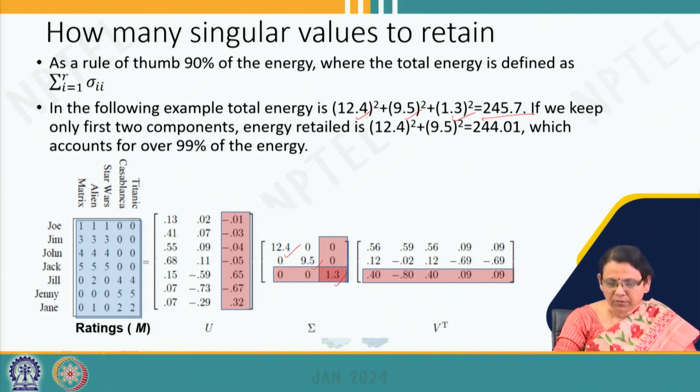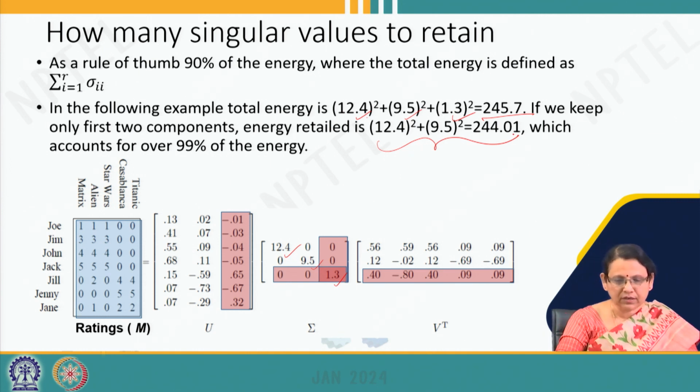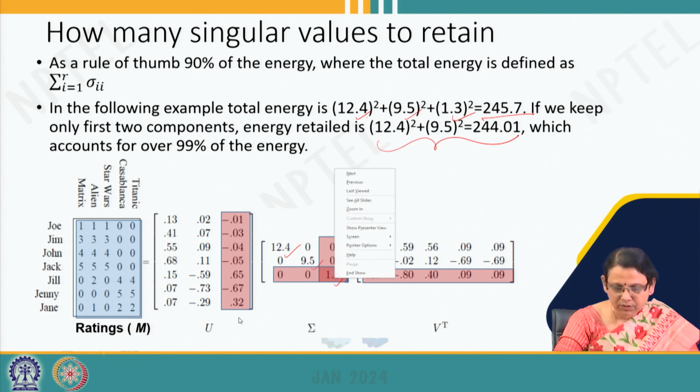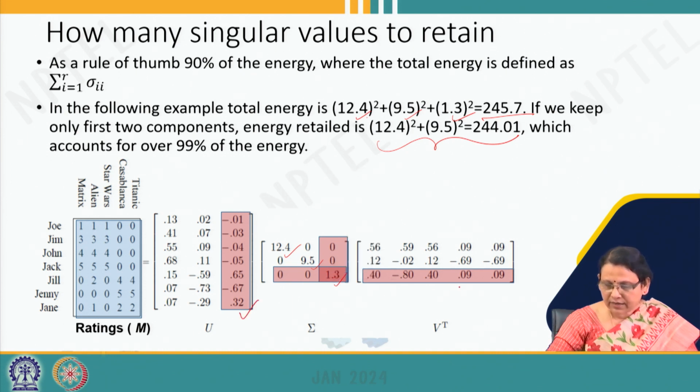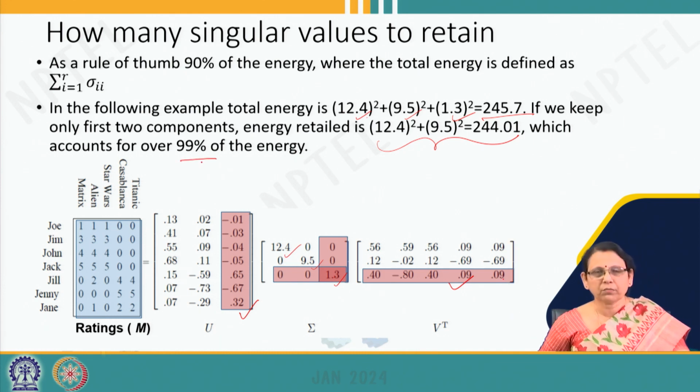Now, if you drop the lowest possible value, then this is my new energy level. So, in this particular example, by dropping the lowest singular value, which in turn means dropping this dimension and this dimension of the user concept matrix and item concept matrix, we will actually be retaining 99% of the energy, and that is a good number.